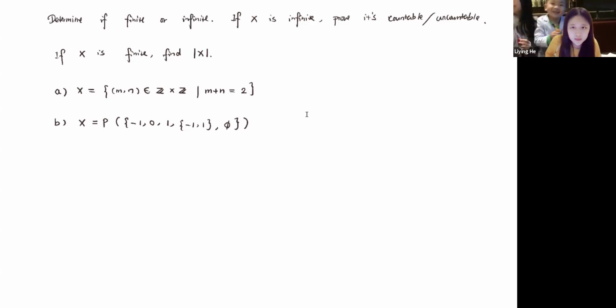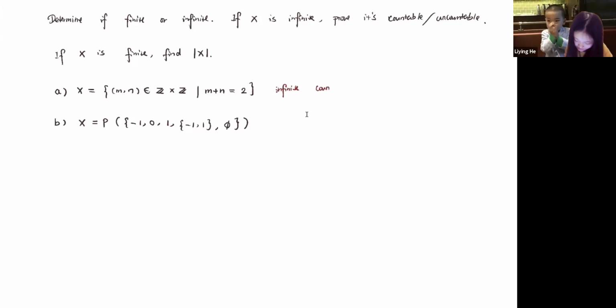Also, for part B, is this countable or uncountable? Oh, no, not countable. Is it infinite or finite? Part B. Finite. Okay, cool. At least we know this, so we can get partial marks. This is infinite and countable. This is finite.